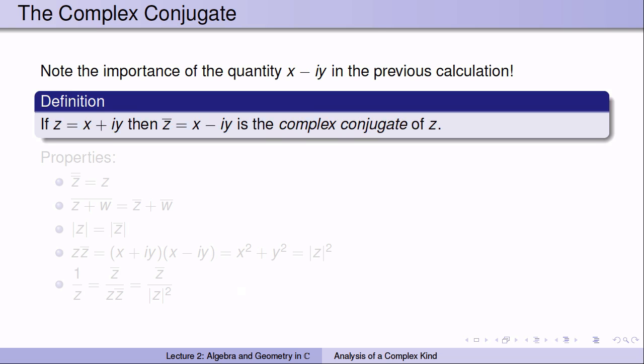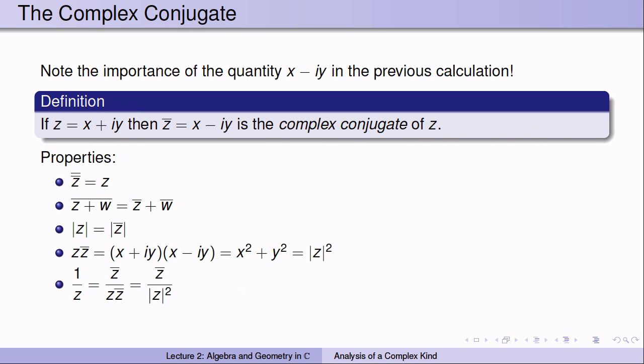So let's look at some of its properties. If you conjugate twice, you end up with the original number. So if you take the conjugate here, which is x minus iy, and you take another conjugate of that, all you do is you flip the sign in front of the imaginary part. You're going to end up with x minus minus iy. And minus minus is plus, so that's x plus iy. And we're back to the original number we started with. So taking the conjugate twice gets you back to where you started.